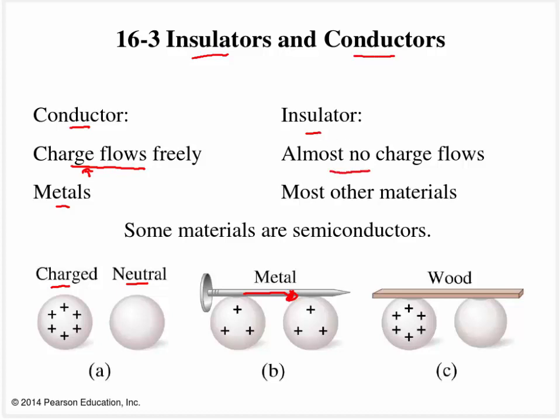An insulator is not going to let any charge flow. Pretty much anything that's not a metal is going to be an insulator. Think of wood. Wood doesn't have all the free electrons that metals do, and so it's not going to allow the electrons to flow from one of these spheres to the other sphere. Some materials are semiconductors, and they behave either as a conductor or as an insulator depending on, say, their temperature. You're not necessarily worried about those so much in this class.